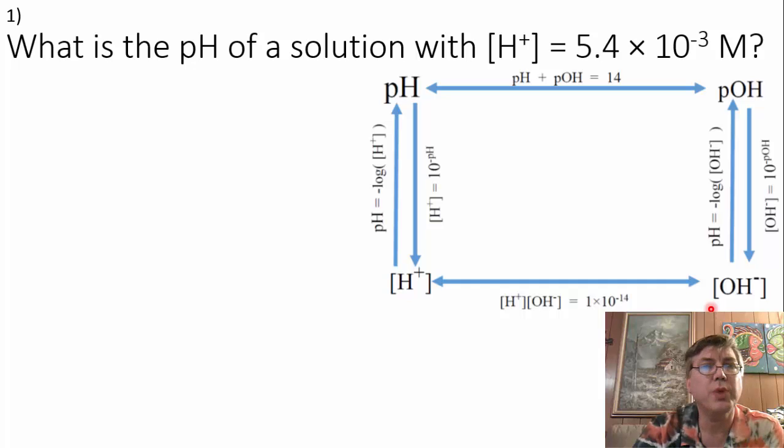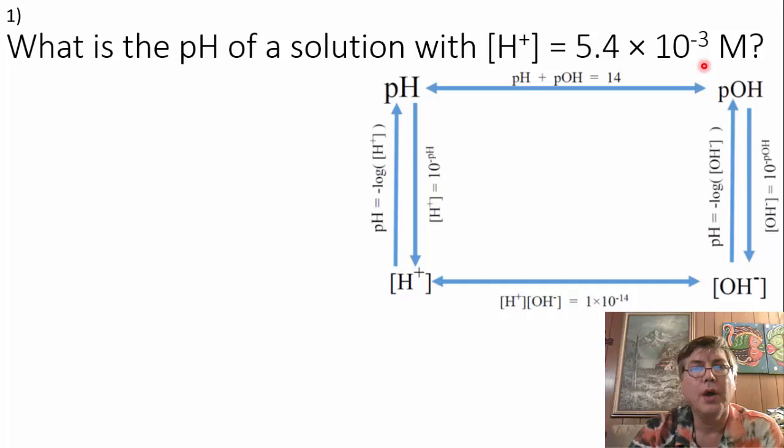The first thing we're going to do is look at a sample problem that's on your example sheet for notes. The first example problem, number 1, says, what is the pH of a solution with a hydrogen ion concentration of 5.4 times 10 to the negative 3 moles per liter, or 5.4 times 10 to the negative 3 molar?